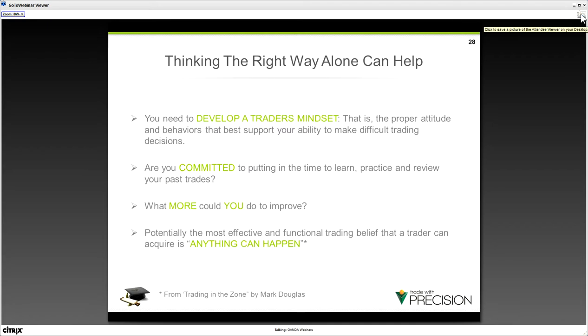So when we're attempting to develop a mindset approach to trading, we're looking to develop the ability to make difficult trading decisions, right? And we need the proper attitude and behaviors to best support those types of actions. So in doing so, we need to remain committed to reviewing our historical performance as a trader, making sure we're still on track and executing according to our rules and our discipline. It's very easy to get on a hot streak and then become overconfident and then abandon the discipline that actually got you there, right?